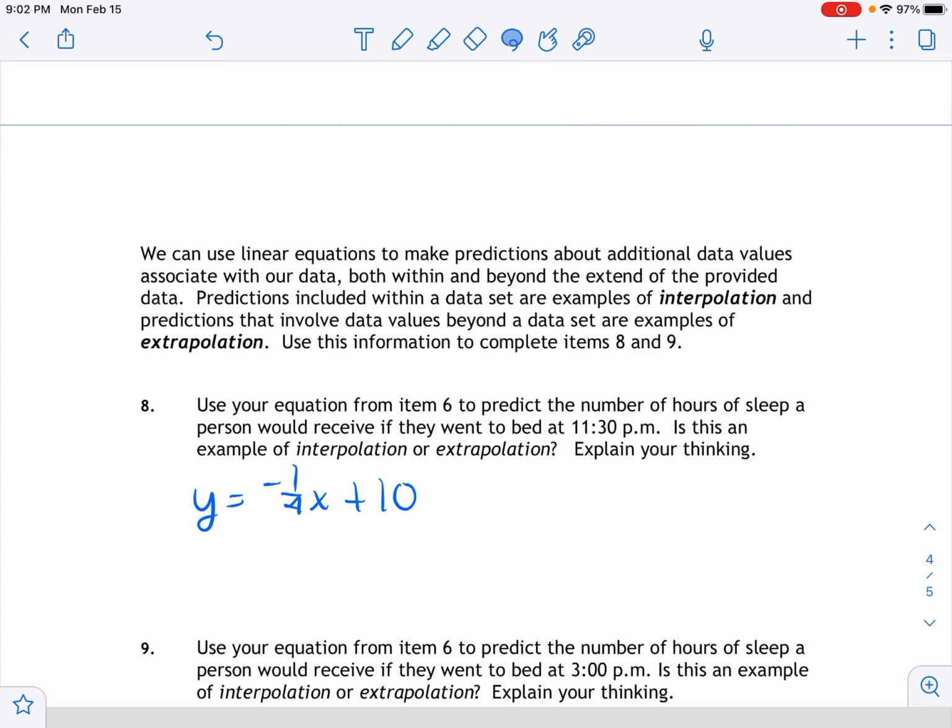Okay, well, the very first thing we have to figure out here is, what value for x do I plug in for 11:30 p.m.? Well, we talked about in class that we're doing this based upon hours since 12 noon. So 11:30 p.m. is 11 and a half hours since noon. So we're going to do this for x equals 11.5.